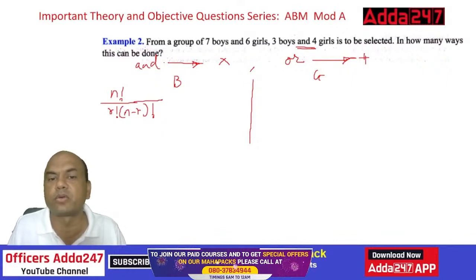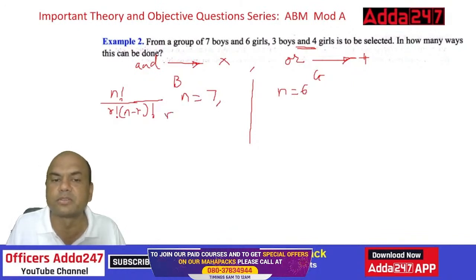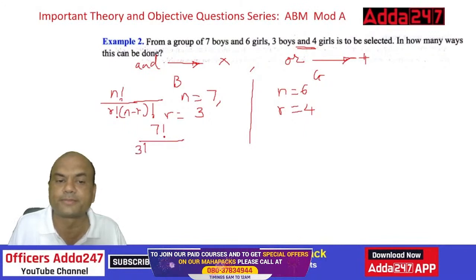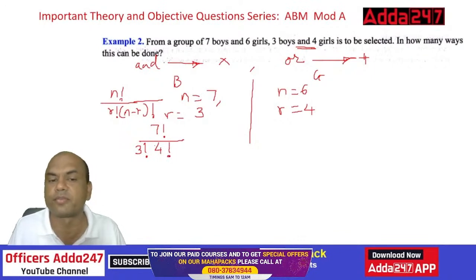For boys, what is the n over here? Total number of boys is what? n equals 7. And total number of girls, n equals 6. Similarly, r equals 3. How many boys do I want? 3. And here r equals 4 girls. So it will be like this: 7 factorial upon 3 factorial into (7 minus 3), so I'll directly write it 4 factorial. Similarly over here, 6 factorial upon 4 factorial into (6 minus 4), so that is 2 factorial.